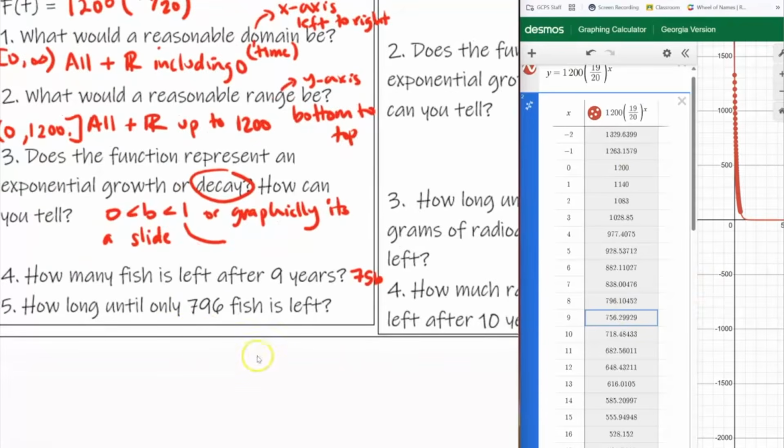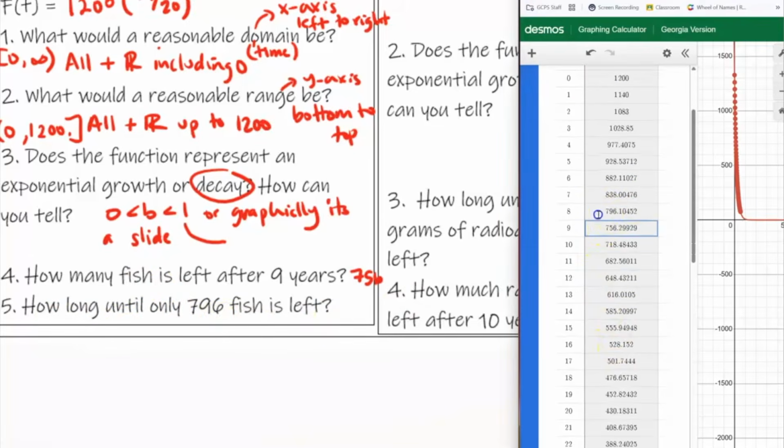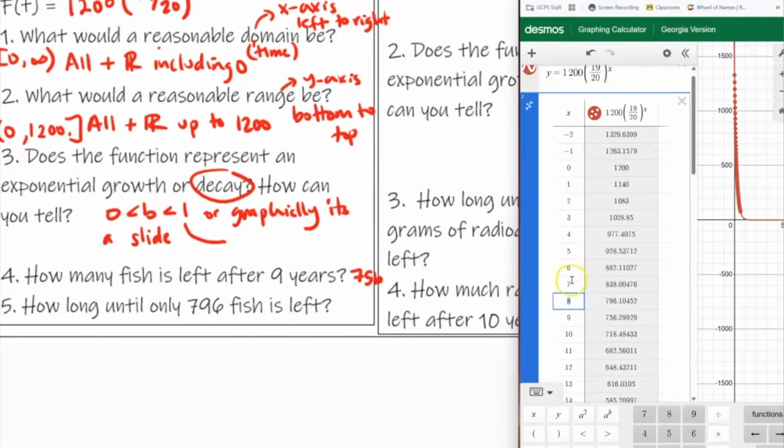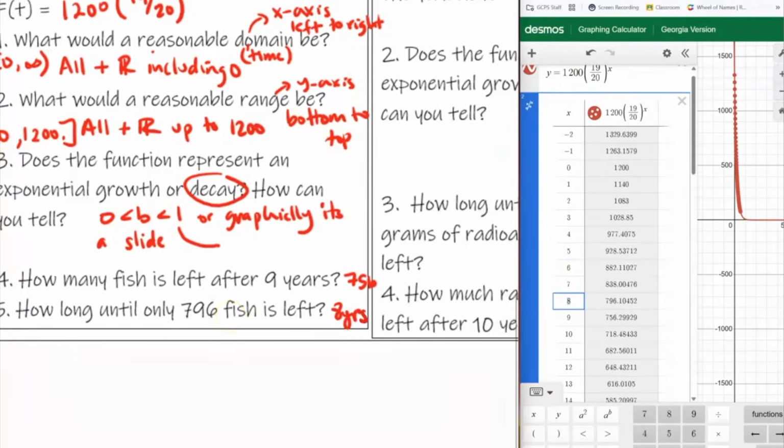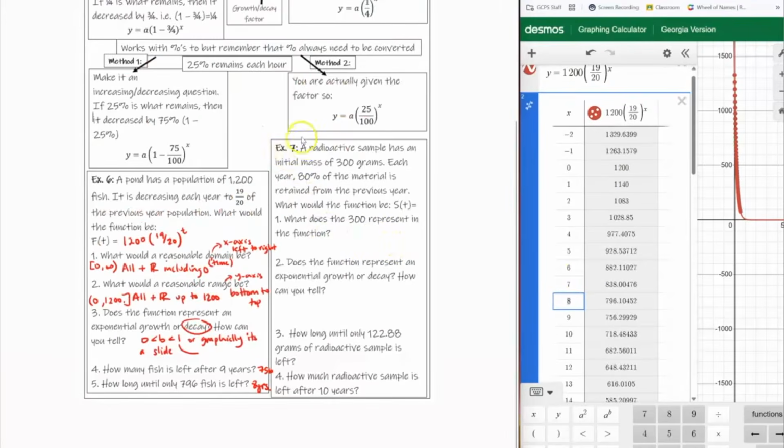How long until there's a population of 796? I'm going to correct these questions for you. Let's go look. Oh, there we go. At 8, is this years? At 8 years. All right. So you should be able to go ahead and do number 7.